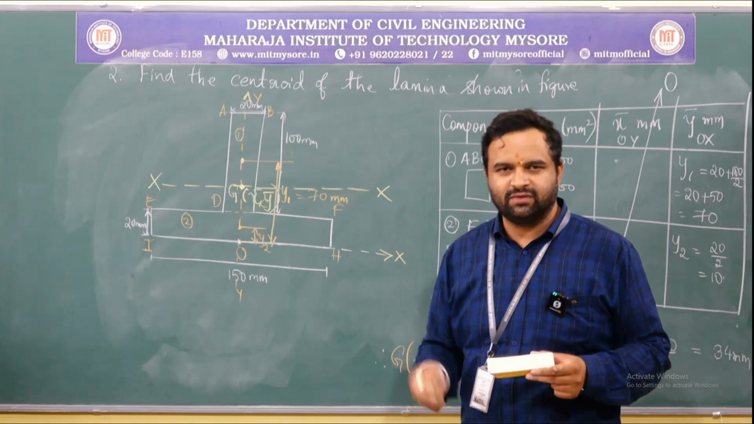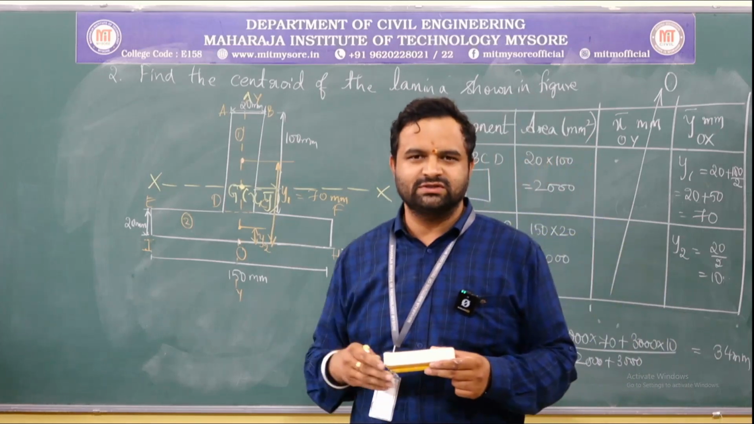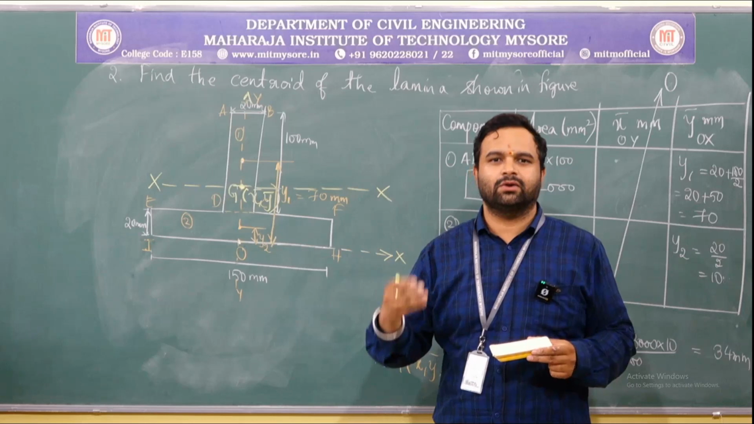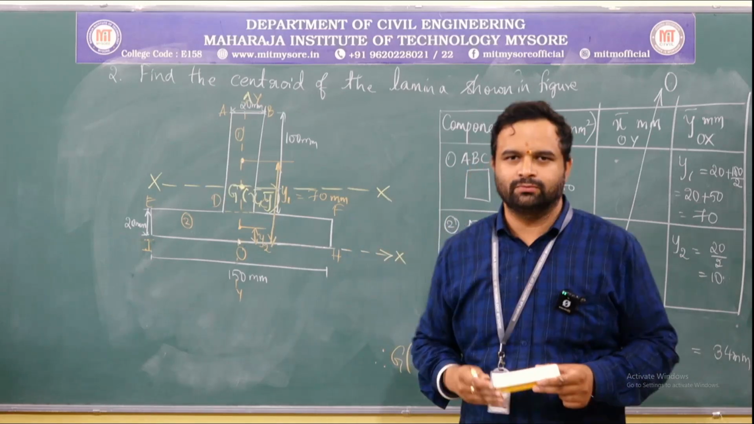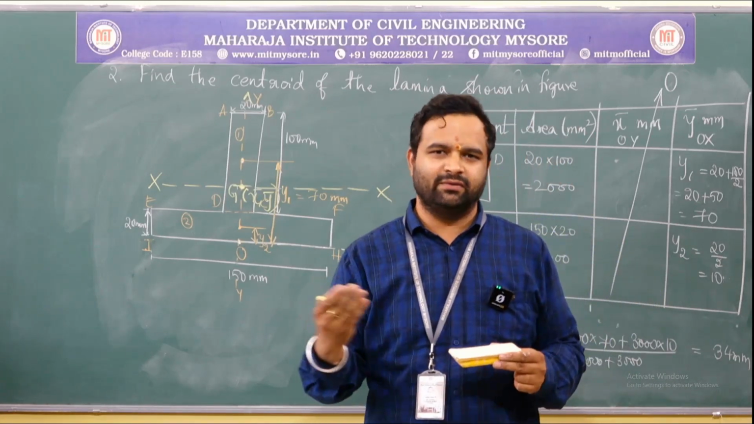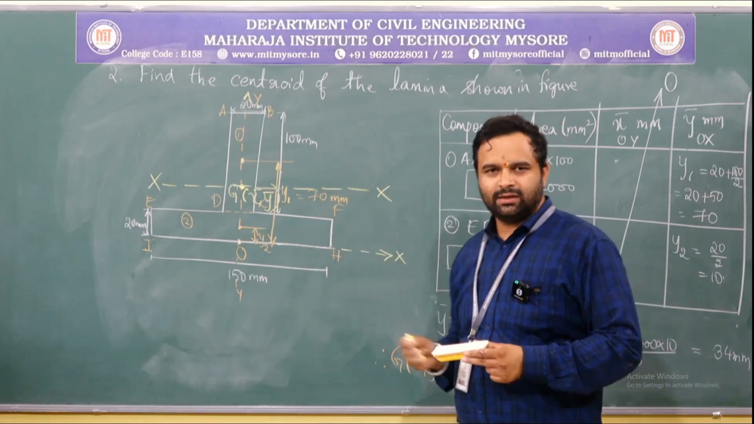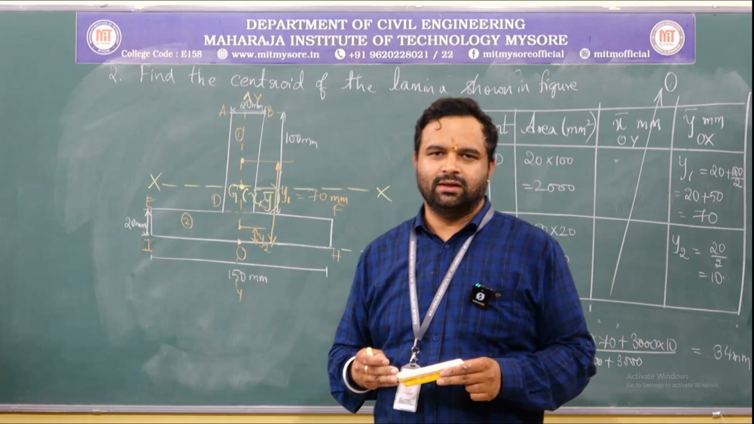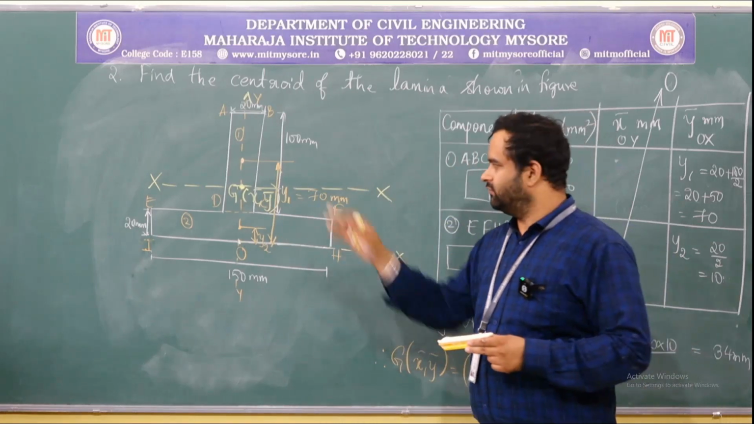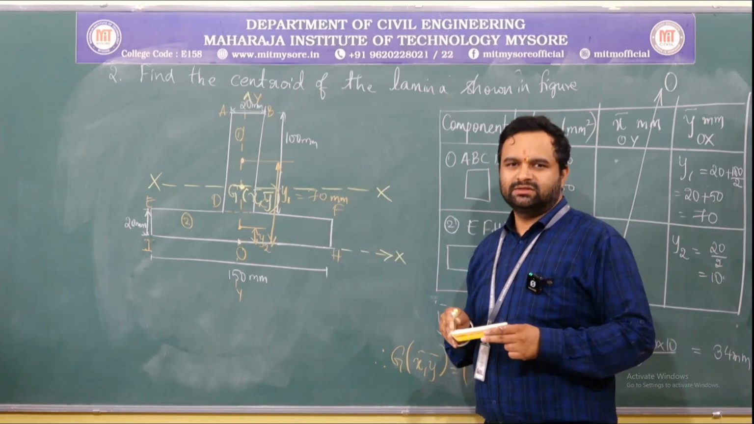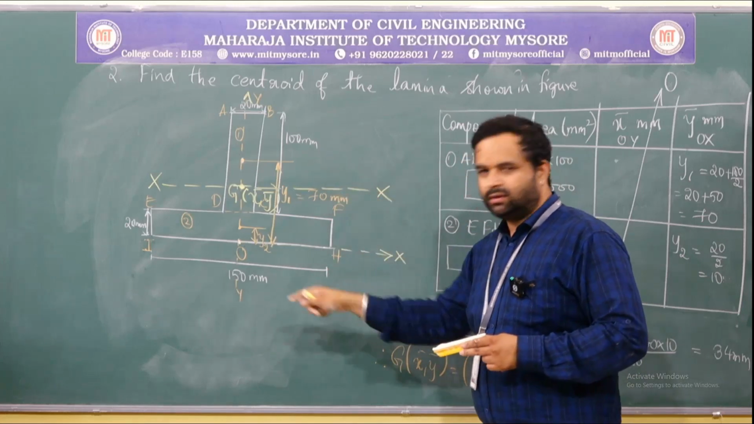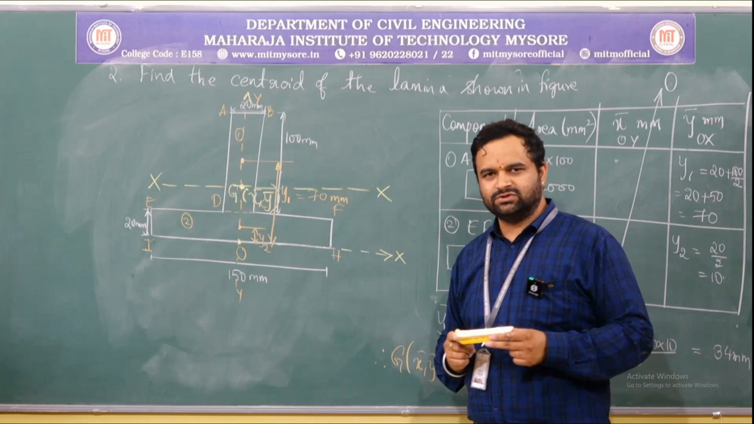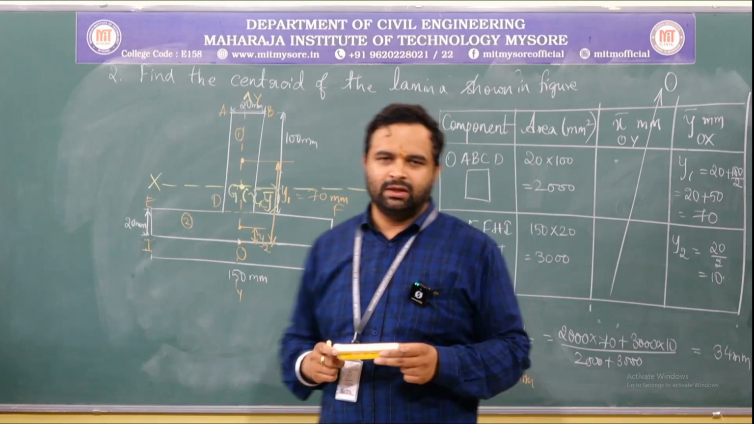We need to divide this into two different components which are regular geometrical figures whose centroidal values are known to you because we have already derived it. Since it is a rectangle, we know the centroid of a rectangle lies exactly at the center. By taking advantage of that, we have tried to locate the centroid of the entire composite section. Okay, clear? So, now we shall move on to the next problem.